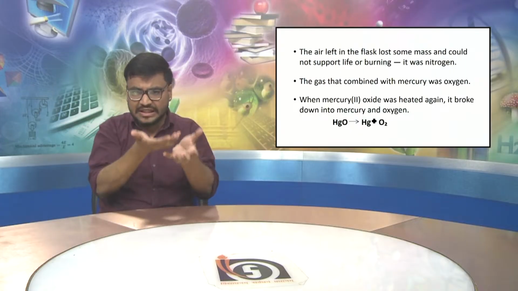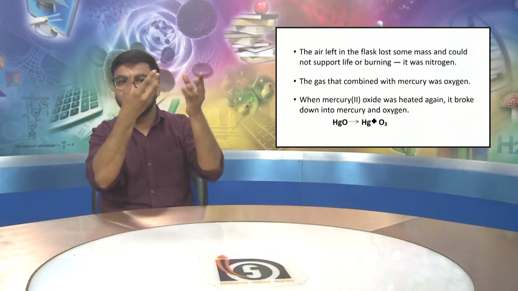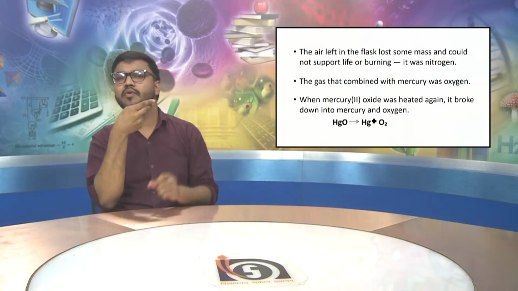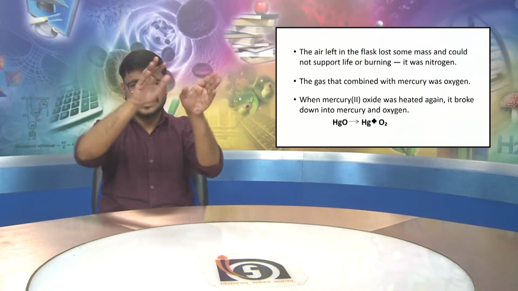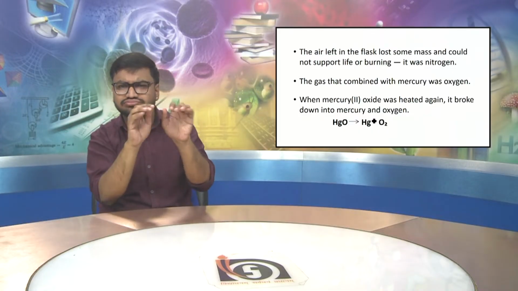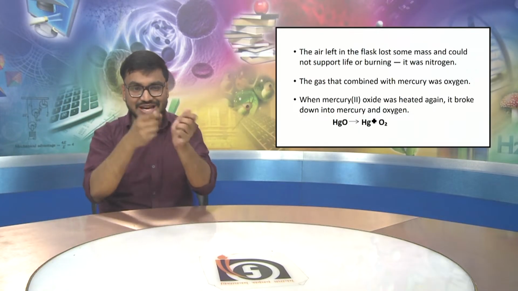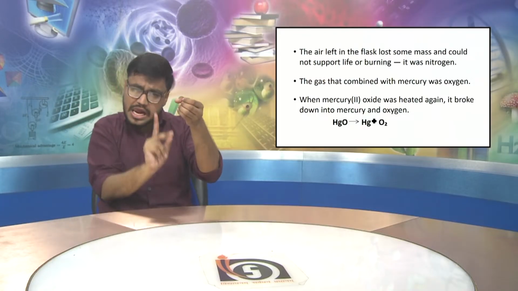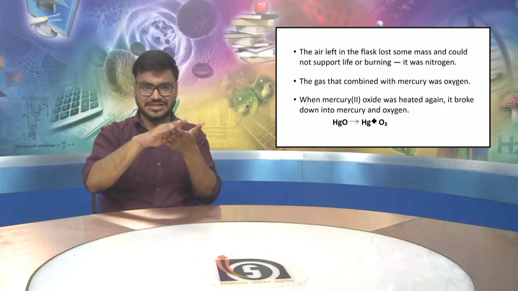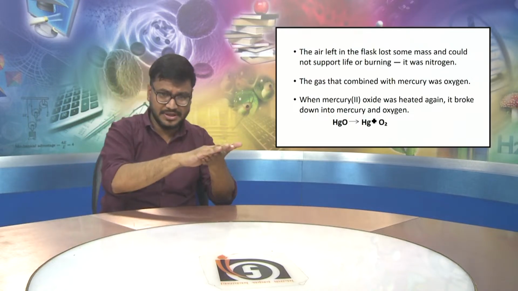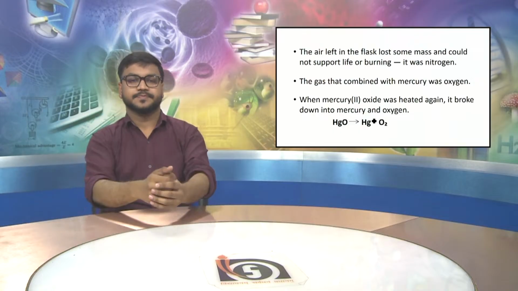During that mercury burning, the air left in the flask lost some mass and could not support life or burning. That left-over air was nitrogen. The gas that combined with mercury was oxygen. And when mercury oxide was heated again, it broke down into mercury and oxygen. In short, HgO, which is mercury oxide, broke down into mercury, which is Hg, along with oxygen, which is O2.